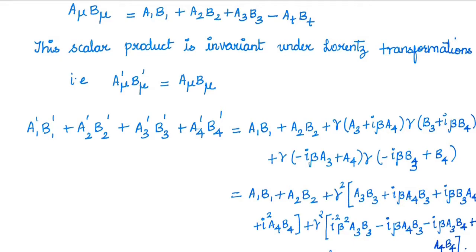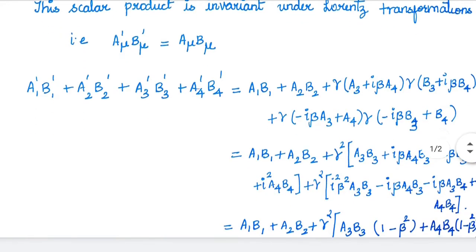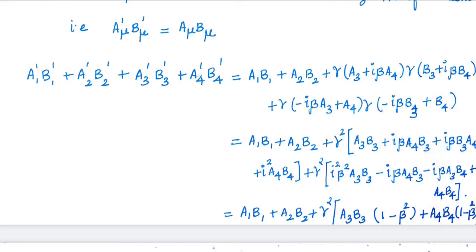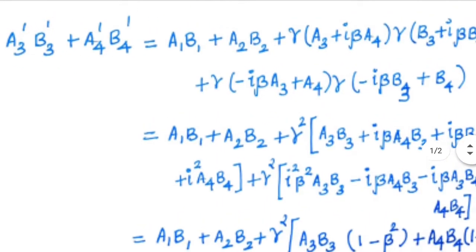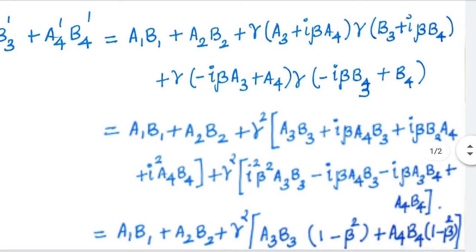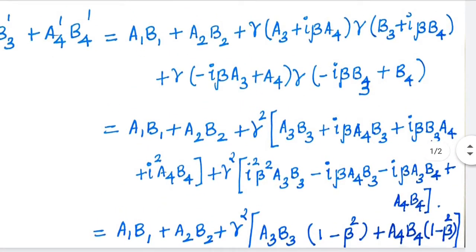So, A mu prime and B mu prime can be written as A1 prime B1 prime plus A2 prime B2 prime plus A3 prime B3 prime plus A4 prime B4 prime. So, in place of A1 prime, we are replacing it with A1 B1 plus A2 B2, and we are writing the values for A3 prime, B3 prime and A4 prime and B4 prime. The first component A1 B1 and the second component A2 B2 remain unchanged. The third component can be simplified as gamma square into A3 B3 plus i beta A4 B3 plus i beta B3 A4 plus i square A4 B4, where this i square is replaced by minus 1.